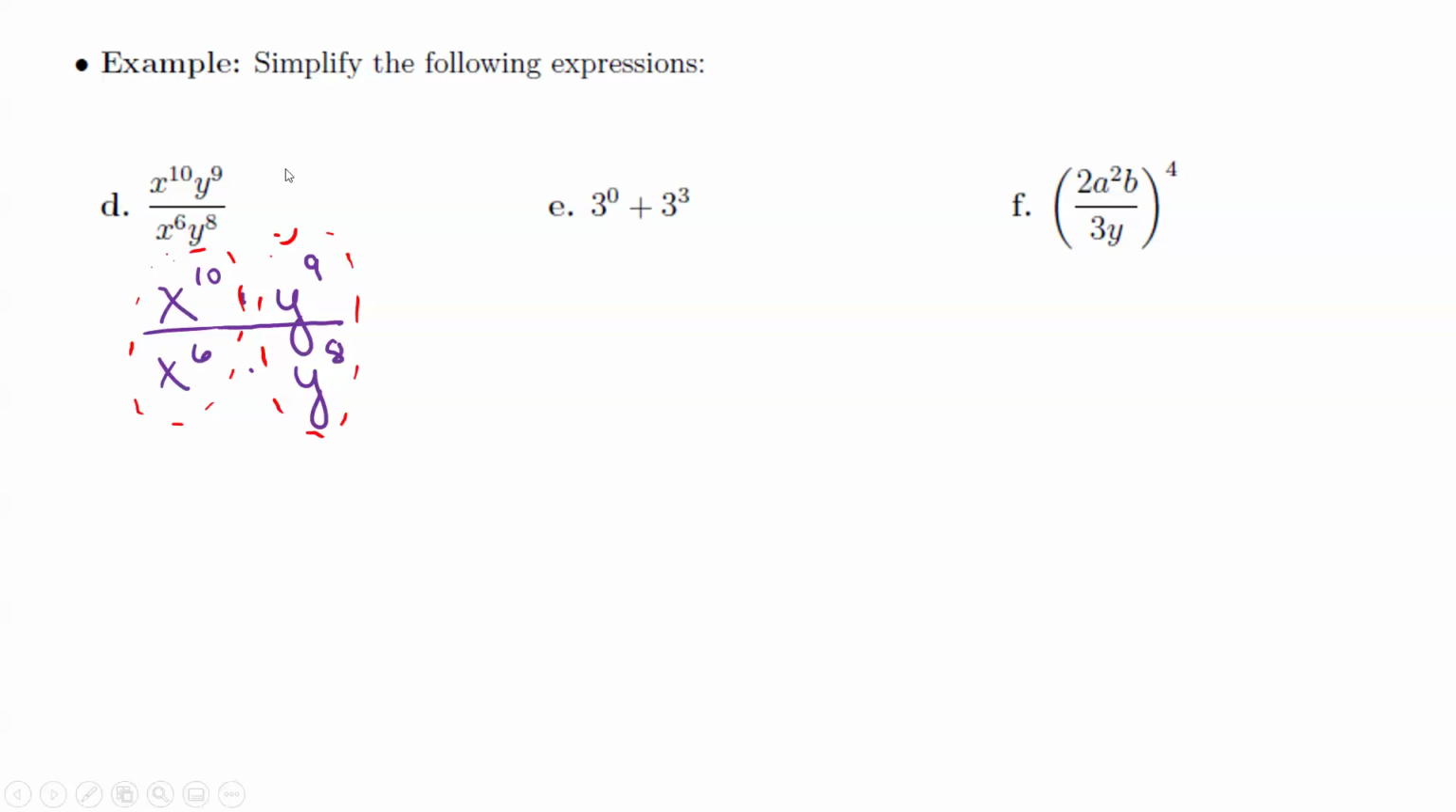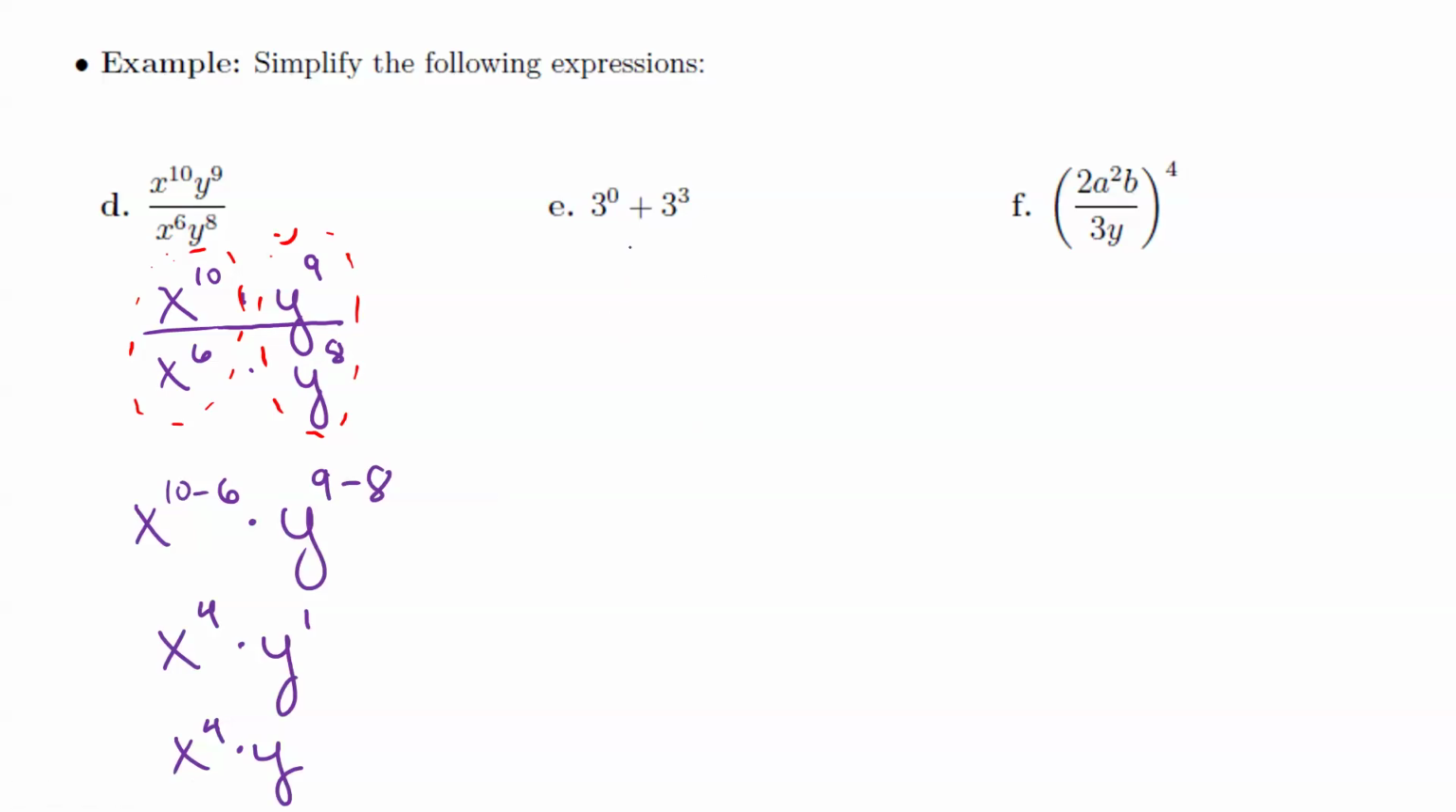So I'm dividing like bases. And so we know that when we divide like bases, we are subtracting our exponents. So x to the 10 minus 6 and y to the 9 minus 8. Of course, y to the 1. And anytime you get something like y to the 1 as an answer, please drop the 1, right? Y to the first power is just y.